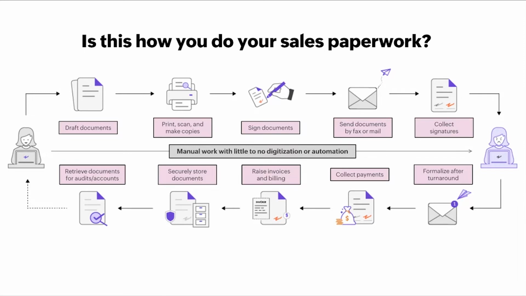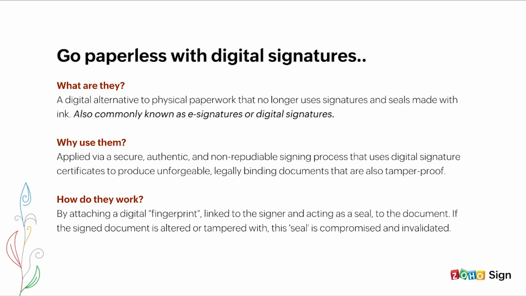Now, this is exactly where digital signatures can help you out. So, the most common definition for a digital signature is that it is a digital alternative to the traditional way of signing your documents with pen and paper or seals made with ink. These digital signatures are secure as well as authentic. So, this makes the entire signing process non-repudiable as well as the documents involved legally binding.